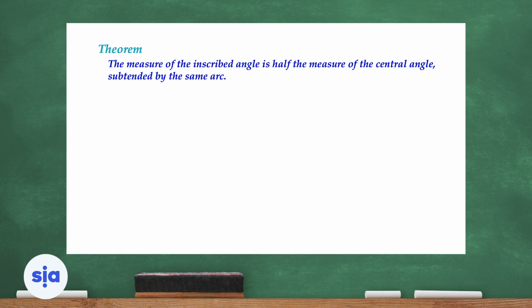Let's check the theorem. The theorem says the measure of the inscribed angle is half the measure of the central angle subtended by the same arc.